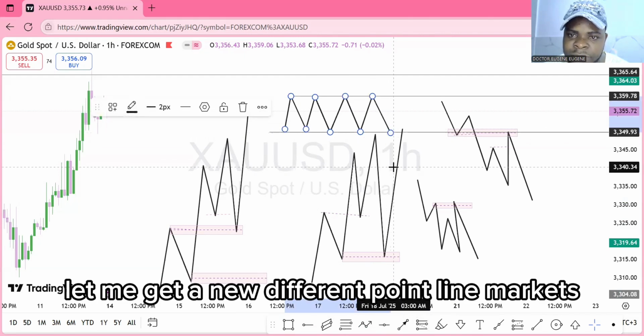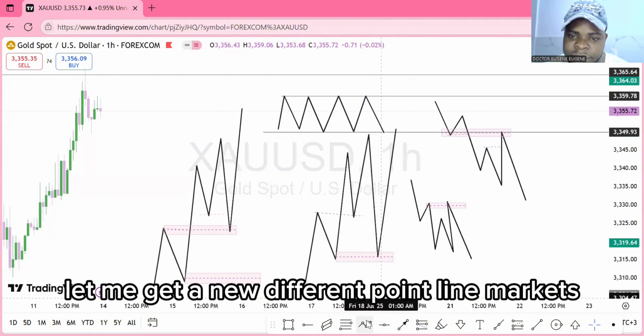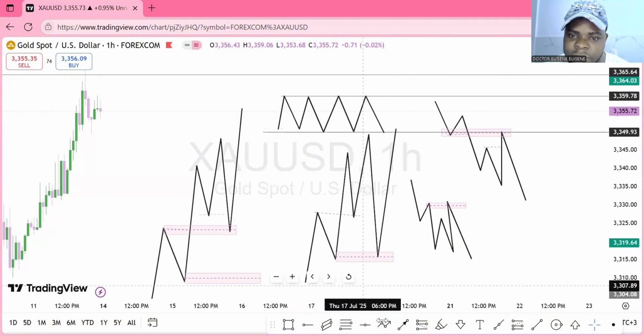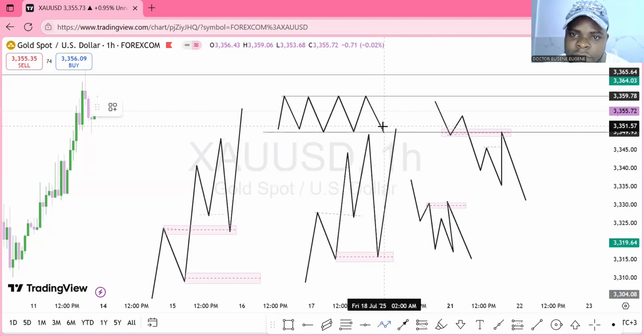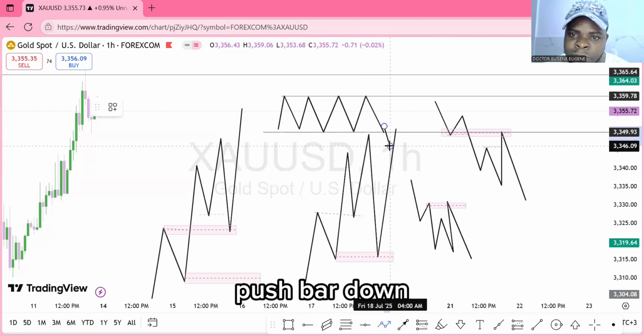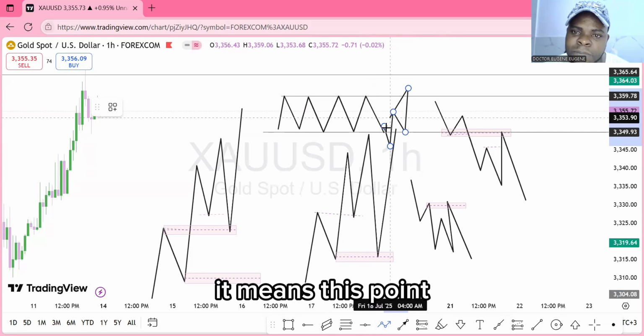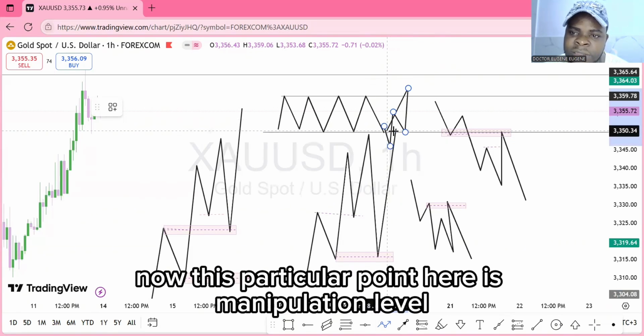As after putting this and this, the next thing is if this particular thing happens here, market gets here, let me get a different point line. Market does something like this, pushes down, pushes up like this, comes like this before pushing up. It means this point now, this particular point here is the manipulation level.